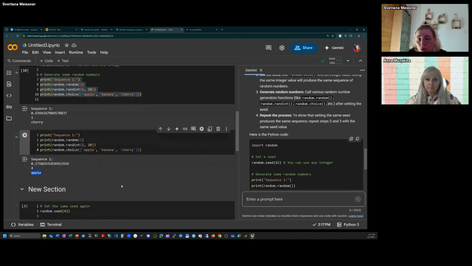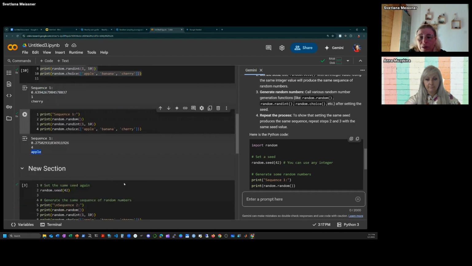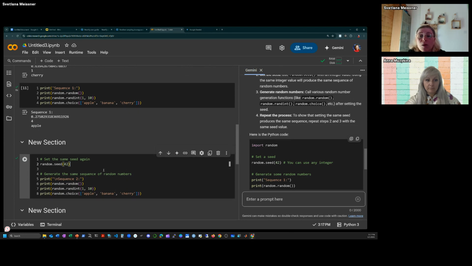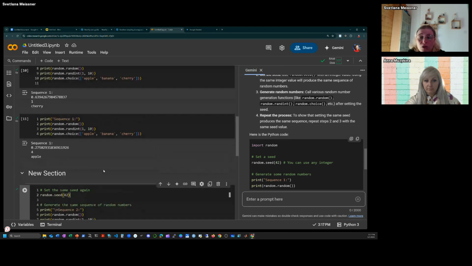Now I'm adding a new section, and we are setting the seed again at 42. And if we are again starting our sequence, that means that we are going back to this starting point.